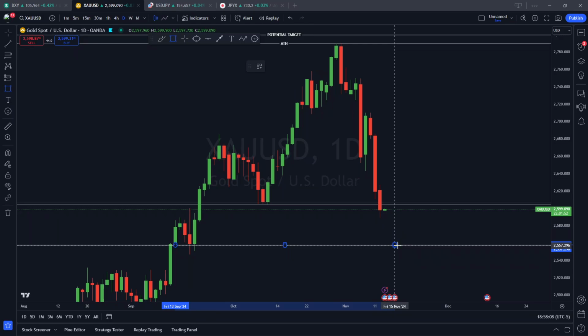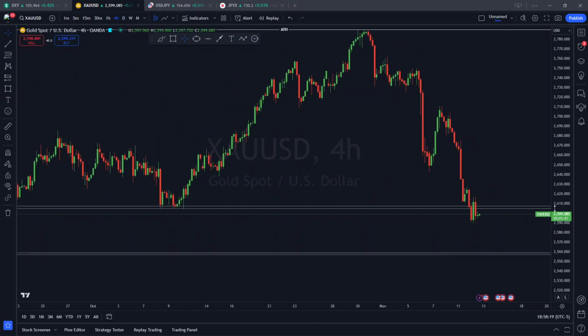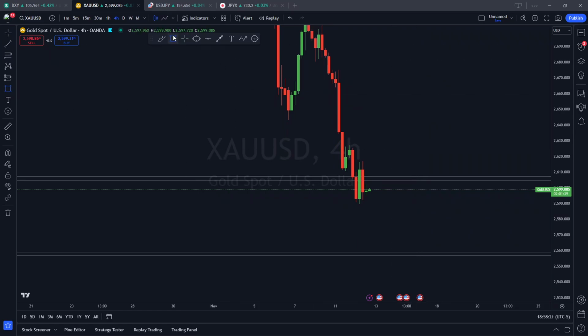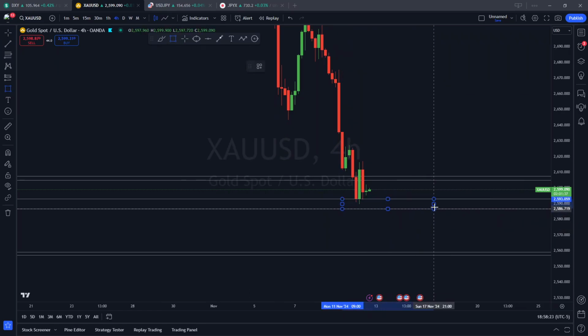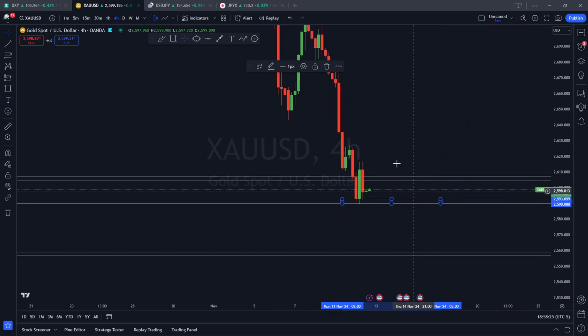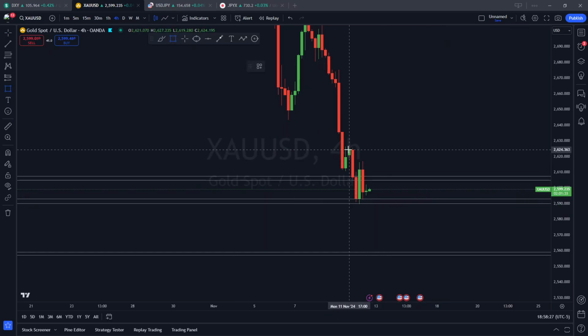We'll also mark off this support, which is pretty far at the moment, but it'll be a good target to have overall if we do remain in this area here. So let's dive deeper into the 4-hour. We can see we also have this support here on this 4-hour, which I'm going to mark off. We do have a resistance on this 4-hour as well.